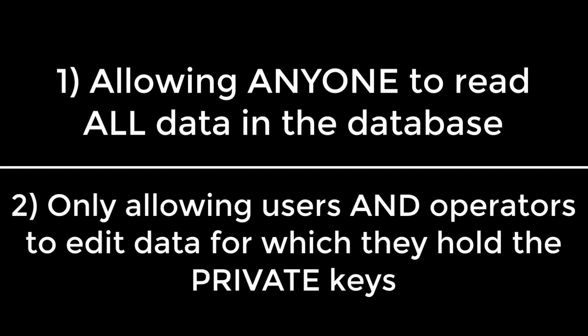Users whose data resides on centralized databases typically have little to no transparency on the data that sits inside of them. In contrast, blockchain-based databases level the power dynamic between users and operators by 1, allowing anyone who interacts with a blockchain database to read all stored data, and 2, only allowing users and operators the ability to edit data for which they hold the private keys, assuming a sufficient number of independently operated nodes on the network, of course.